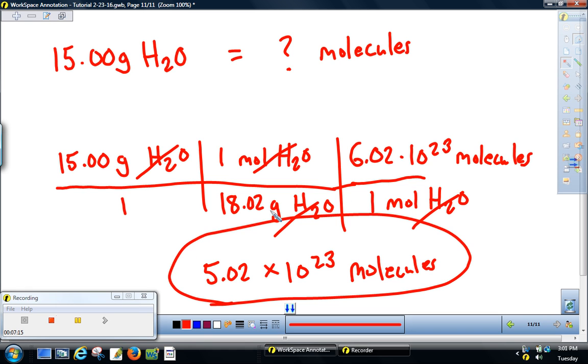So that makes sense. Think about it. 1 mole weighs 18.02 grams. We have 15 grams, so we have roughly 5/6 of a mole. In 1 mole, there's 6.02 times 10 to the 23rd molecules, so we have 5/6 of that amount. And 5.02 is roughly 5/6 of 6.02 times 10 to the 23rd.